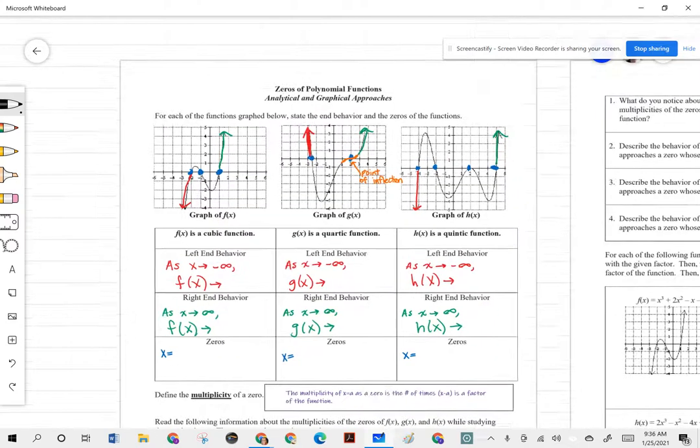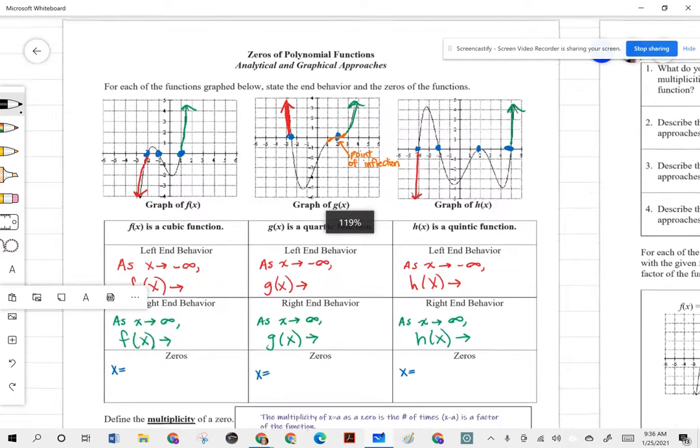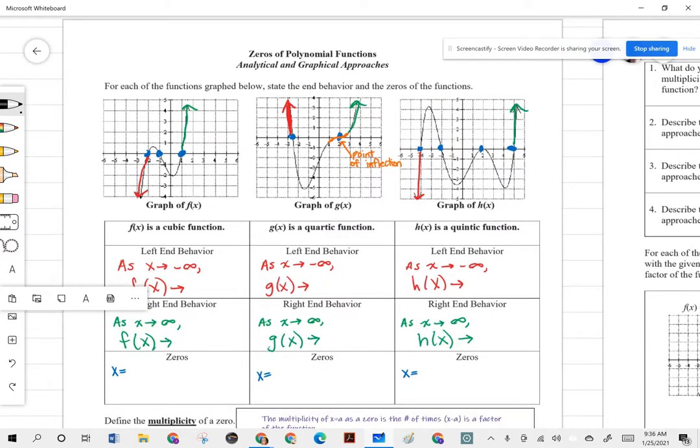All right, so this is going to be the video for the zeros of polynomial functions. You can see that I color-coded different pieces of the graph, and I'm using that color coding to go over this with you. So let's first take a look at this graph of f of x.